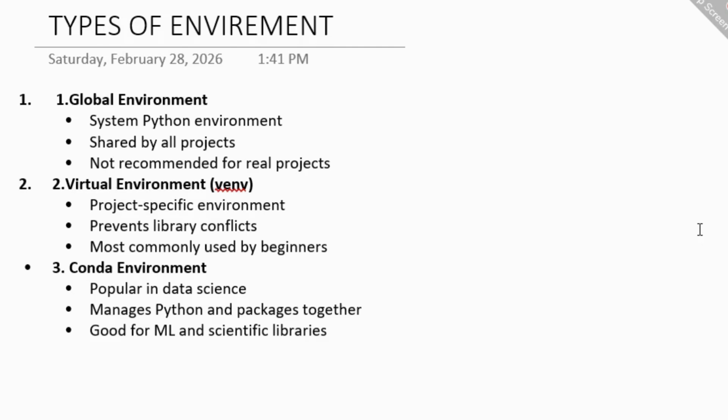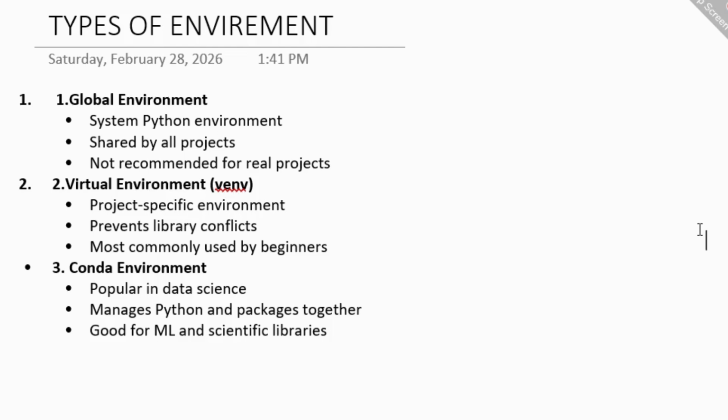Again, let's think about our house example. Instead of having just one room, we now create separate rooms for different purposes. So we create a kitchen, a bedroom, and a living room. Each room has its own tools for its own task. For example, the kitchen contains cooking tools, and the bedroom contains sleeping items.